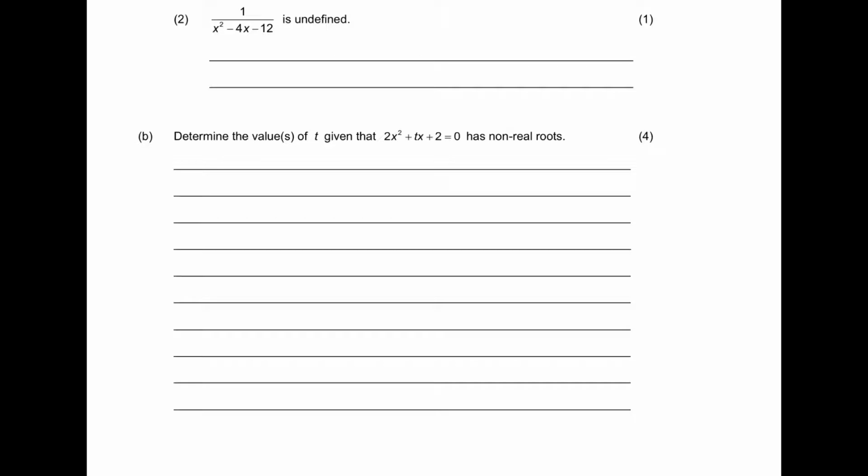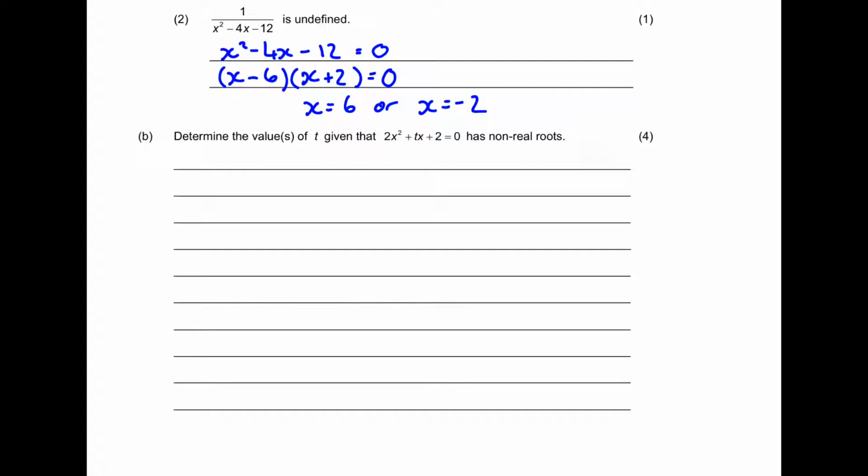Okay, question 2. What is the value of x, or values of x, when 1 over x squared minus 4x minus 12 is undefined? For that expression to be undefined, the denominator would need to be equal to 0. So x squared minus 4x minus 12 equals 0. That would make it undefined. So factorize to see what our critical values are here, and we would get x minus 6 into x plus 2. Therefore, x equals 6, or x equals minus 2. Now remember, we're not solving for x here. It's not an equation, it's an expression, the original question. But we're seeing which x values would make that denominator equal to 0.